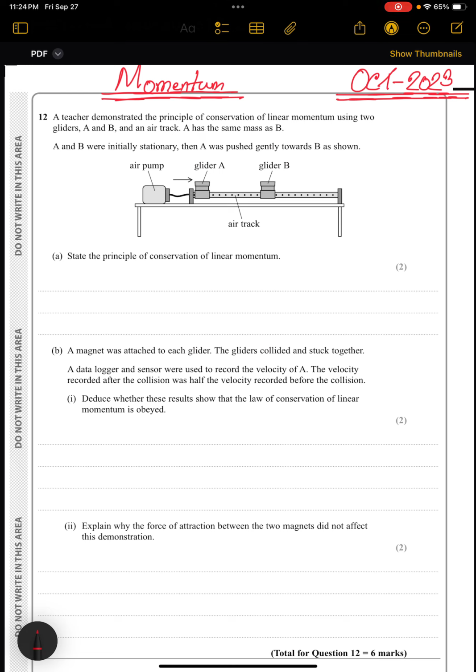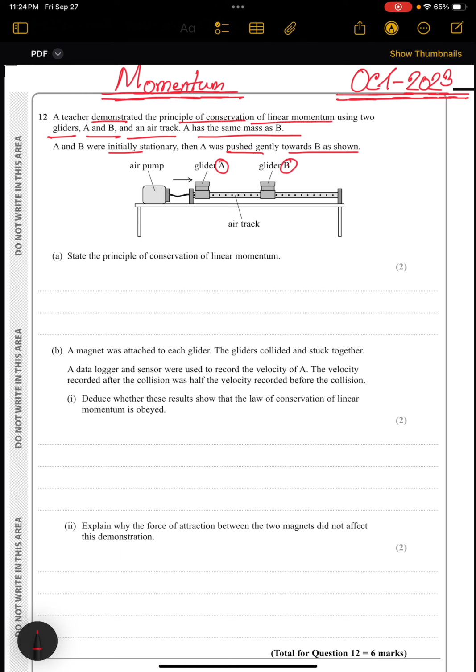In the question, they have said a teacher demonstrated the principle of conservation of linear momentum using two gliders A and B on an air track. A has the same mass as B, so both the gliders have the same mass. A and B were initially stationary, then A was pushed gently towards B as shown. State the principle of conservation of momentum.